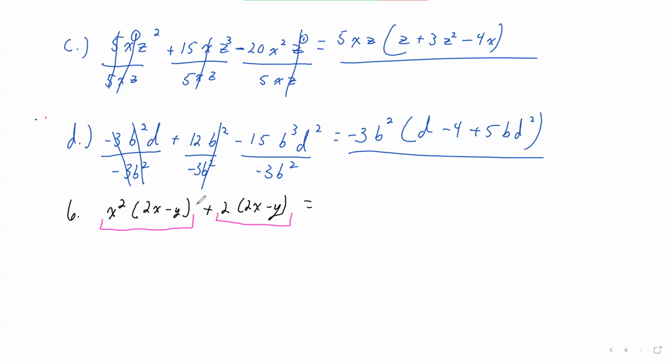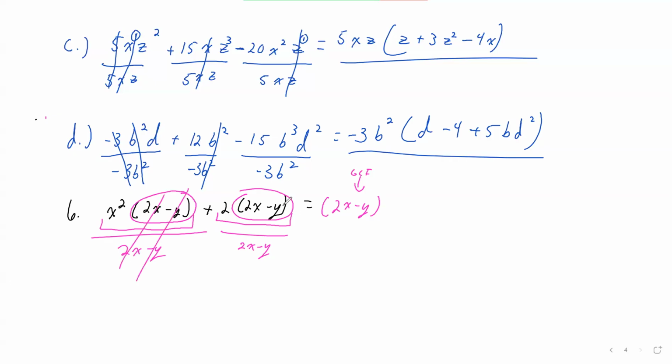So that's it. They both have a 2x minus y. That is a greatest common factor. So I'm going to write 2x minus y as my greatest common factor. Then I'm going to divide by 2x minus y. And what's going to happen to my 2x minus y's? They're just going to cancel each other out. And what will I be left with? There it is.